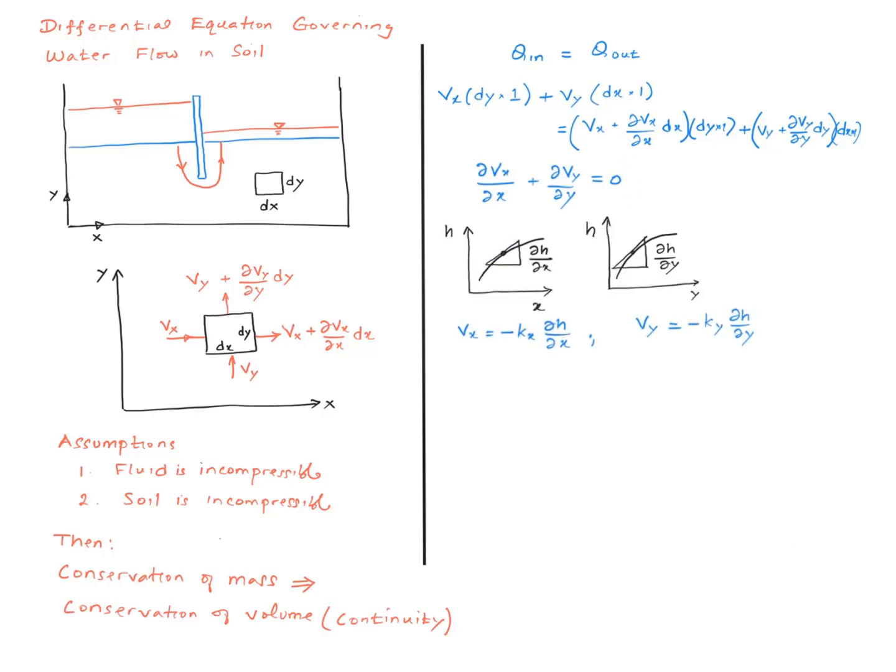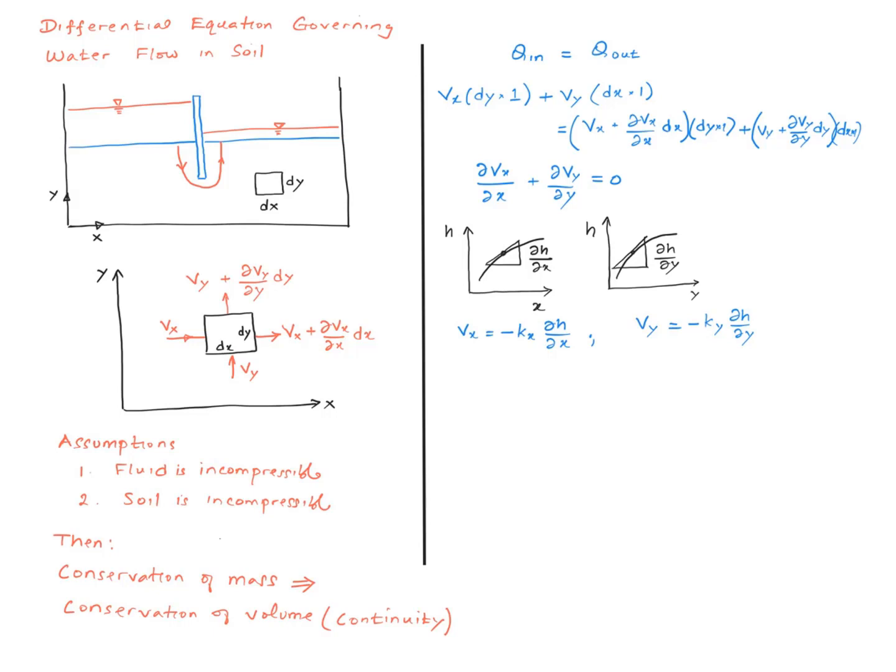Let's say the total head varies like this with x and varies like this with y. Then the slope of this curve is the hydraulic gradient in the x direction, and the slope of this curve is the hydraulic gradient in the y direction. So now using Darcy's law, we can express the velocity in the x direction like this and the velocity in the y direction like this.